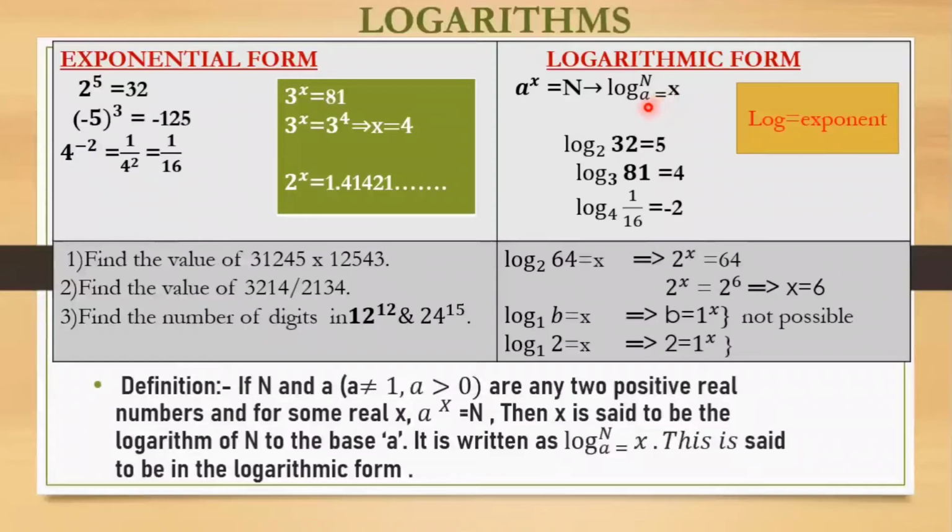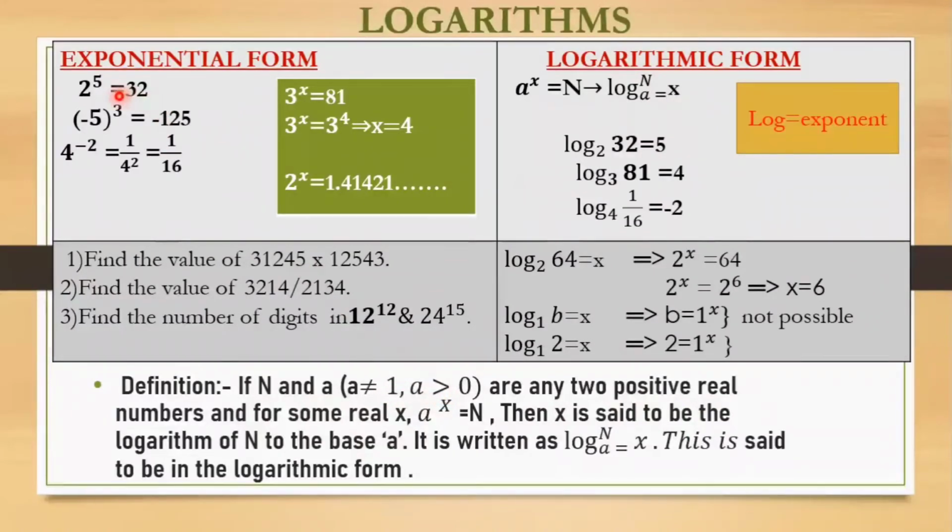It means the logarithm counts the number of occurrences of the same factor in repeated multiplication. Here a is multiplied repeatedly x times. It gives the value n. So it is the definition of the logarithm. There are some conditions: n and a are positive real numbers, and a is not equal to 1 and a should be greater than 0.